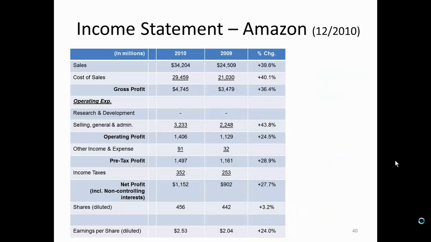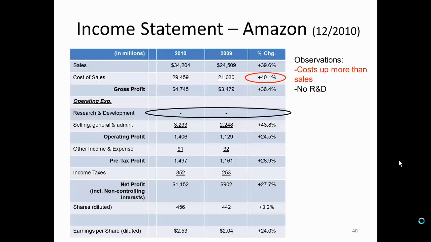All right, we're going to do one more. This is Amazon. And since we've taken quite a bit of time, I'm just going to roll through these. So observations. First, again, just like Walmart, my cost of sales went up faster than my sales. Again, Amazon doesn't have any research and development. So this was the year that they came out with the Kindle, and yet none of the costs of developing the Kindle could qualify as being called research and development.